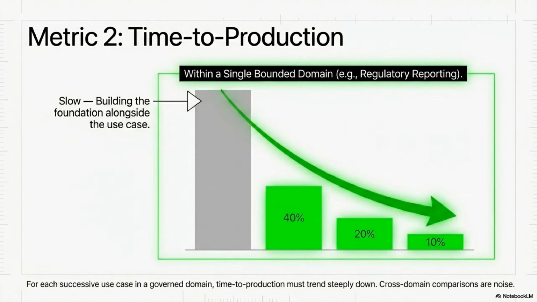And notice the discipline here. We measure this within a domain. Cross-domain comparisons are noise. The signal is the slope of the staircase inside one bounded area.